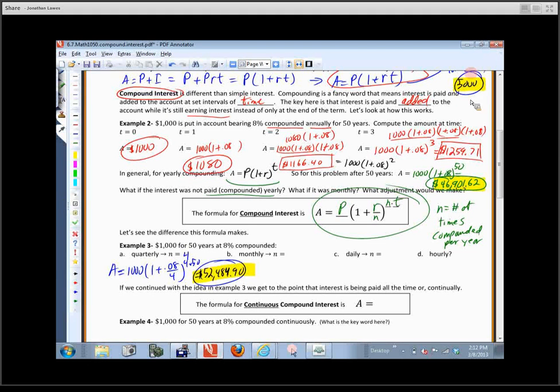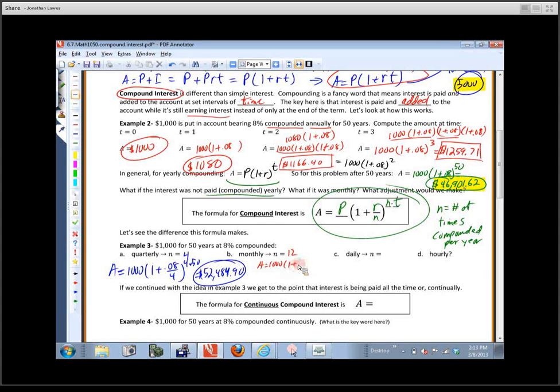Here's simple interest right here. Same dollar amount, same interest rate, same time frame. Simple interest gets us $5,000. Compounded yearly, just paying once a year, gets us $47,000. And if they pay us every quarter, 4 times a year, we get $52,500. Okay? Is this going to keep going up? Okay. What if we did it monthly? What's N then? N is 12. So it would be 1,000.